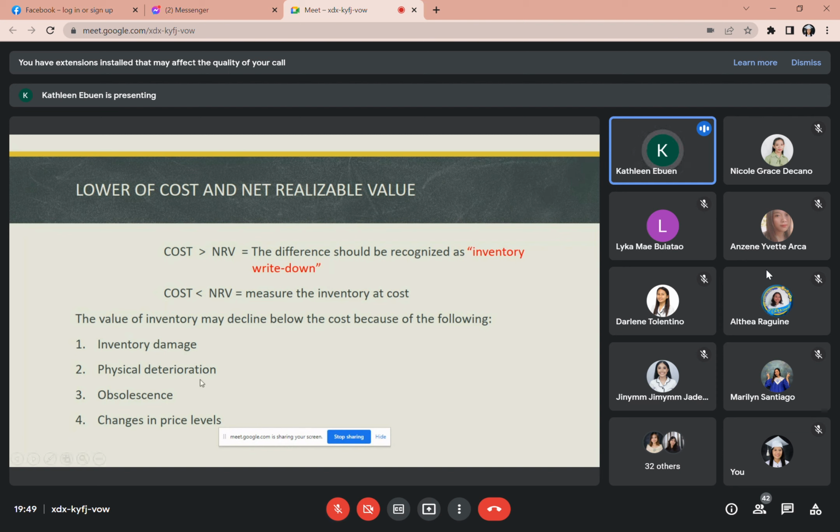Next naman is the physical deterioration. For example, class, pag nagbebenta kayo ng bags, yung bags kasi pag matagal na, nagbabalat na siya. Kahit hindi siya ginagamit, basta na-stock yung bags, nagbabalat siya. So, therefore, nagkakaroon ng physical deterioration. So, hindi na natin siya maibebenta class at the original selling price. So, mas mababa pa minsan sa cost ng pagbili natin. Basta lang maibenta natin yung bags kahit mas mababa pa sa cost yung ating selling price.